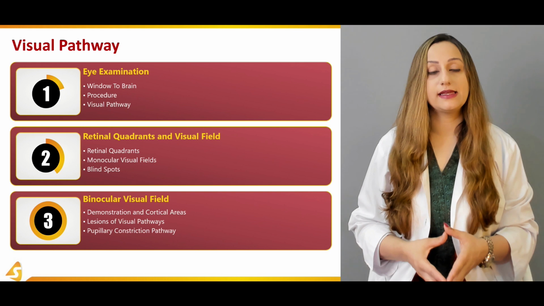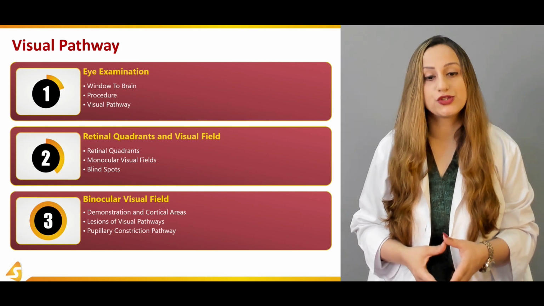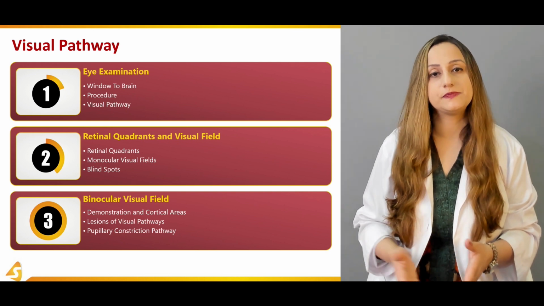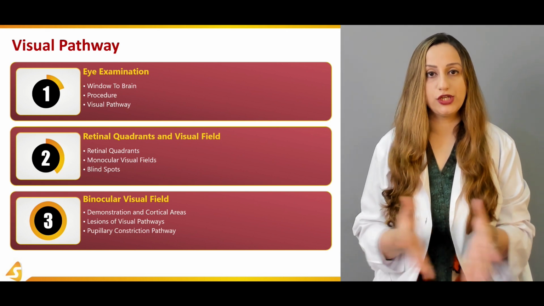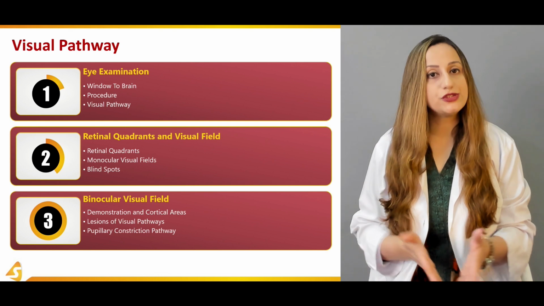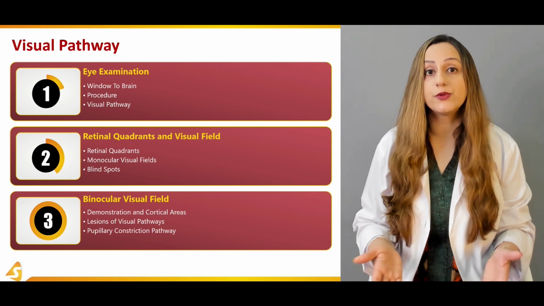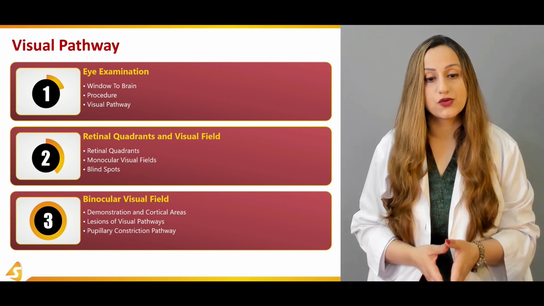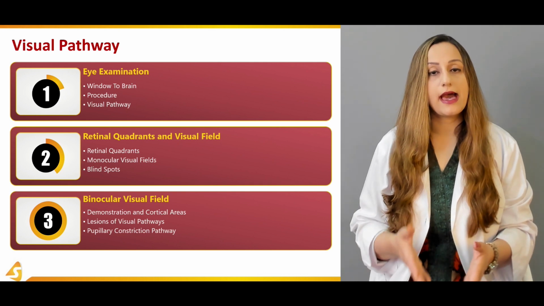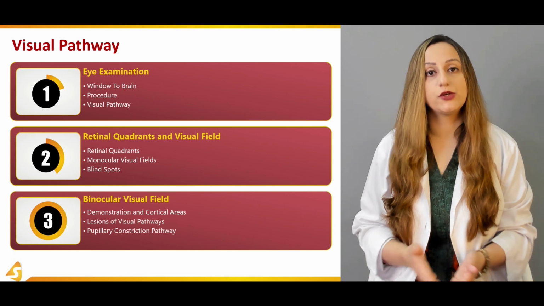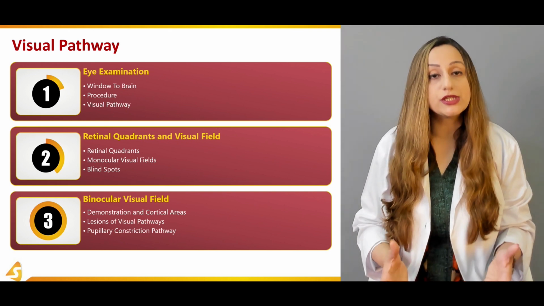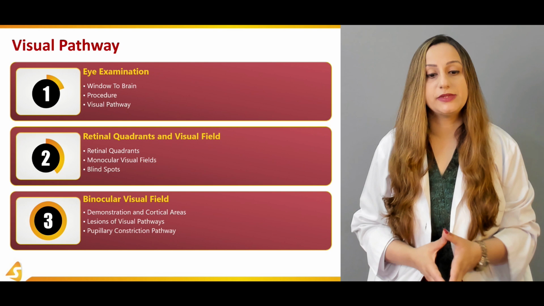And finally, in the third section, we'll be moving on to the binocular visual fields. How does a person have binocular vision, and how do you differentiate it from monocular vision? That will be discussed, along with the demonstration and the cortical areas concerned with binocular vision formation in a normal person.